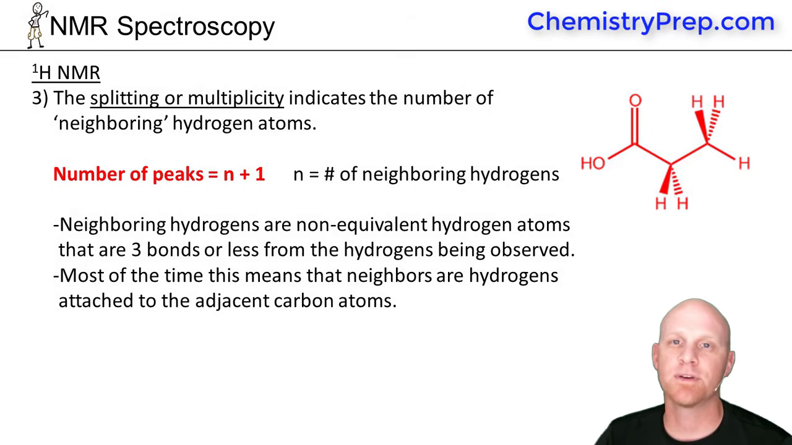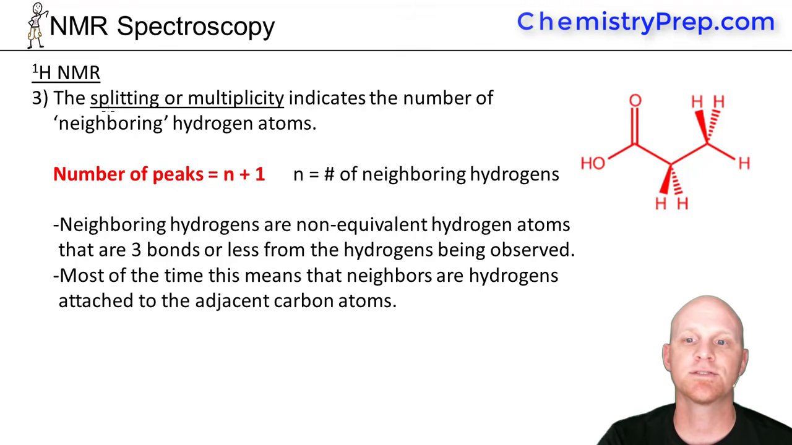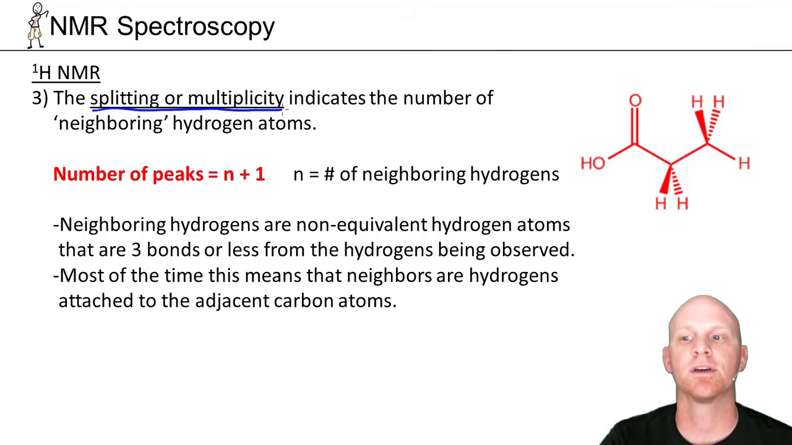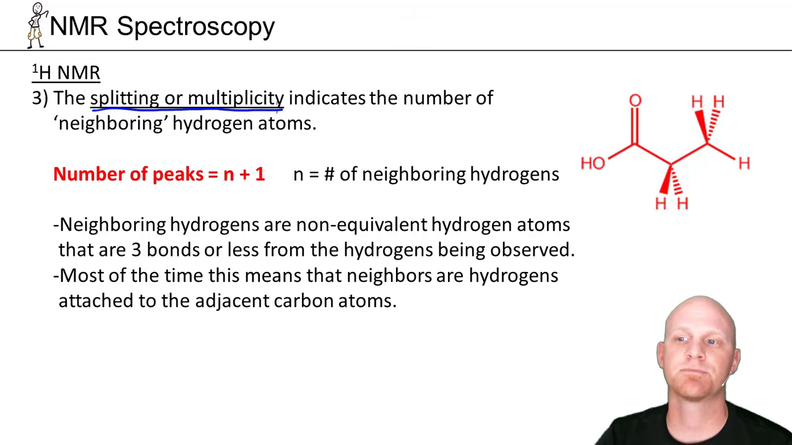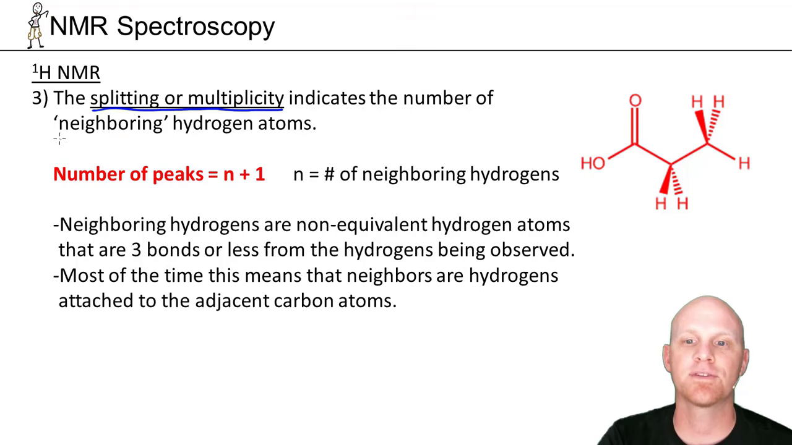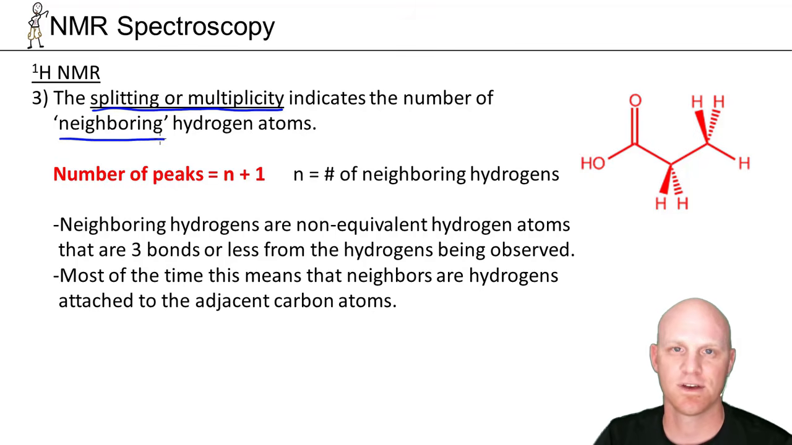So now let's take a look at the third piece of information we're going to process from H NMR. And in this case, this is the splitting or multiplicity. This is one that usually takes students the most time to assimilate out of all three pieces of information here. But the splitting or multiplicity indicates the number of neighboring hydrogen atoms. So we have to talk about what this means for a second.